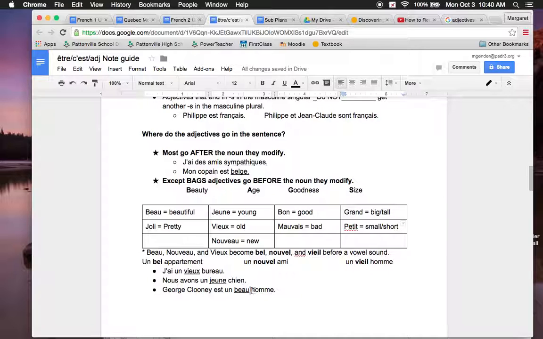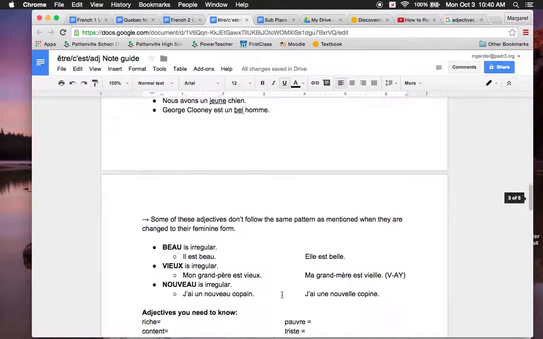Okay, so I want you to correct mine. I want you to cross that out and change it to what it would be. So instead of un beau homme, we're going to have un bel homme. That's still the masculine form, okay? But it changes before a vowel sound, so we have to change it. All right, we're moving on.